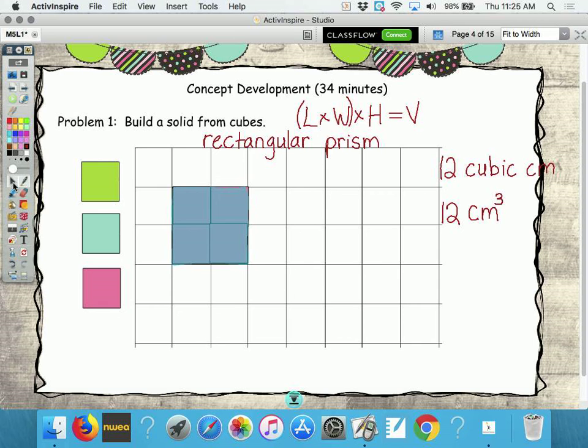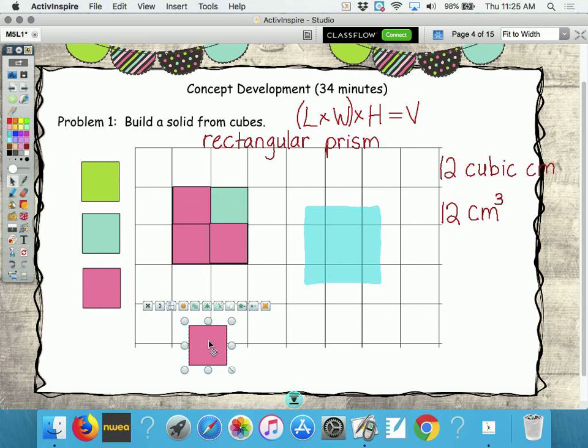If I were to take one of these cubes off, whoops, that was my base. Let me try that again. You can just move your base over. Okay, let's just say I take this cube off and I don't have it up there. Is it still a rectangular prism? No. Why not? Because the top is not the same shape and size as the bottom. Got that? All right, we're going to go on to the next problem.